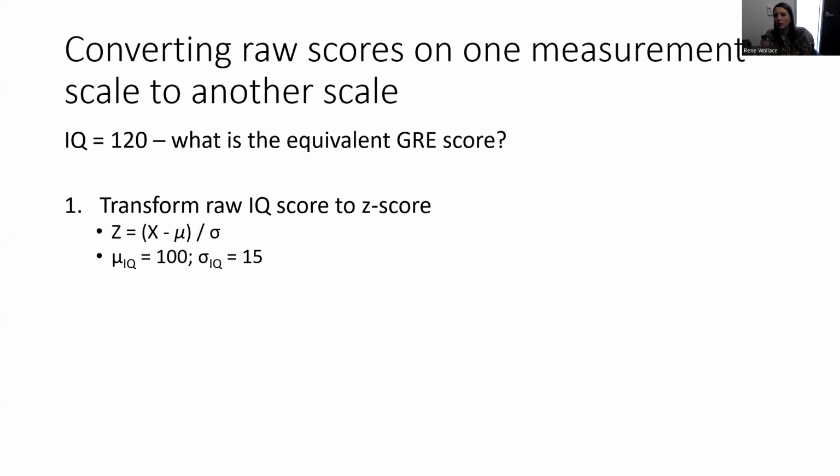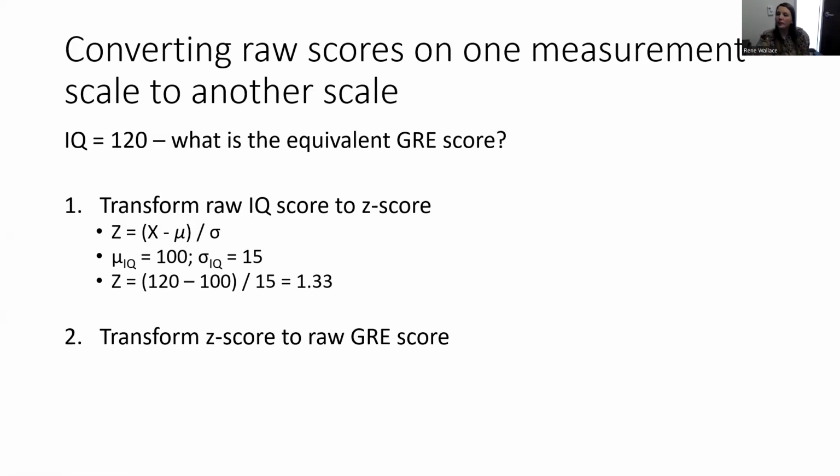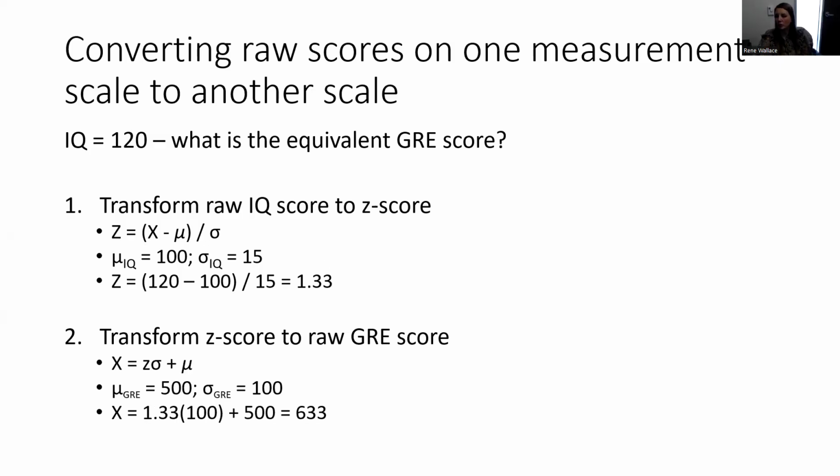So we need to know our mean and our standard deviation. So here's our mean and here's our standard deviation. So we can compute the z-score, 1.33. And now we can transform this z-score to a raw GRE score since we know the mean and the standard deviation. So now we know that their approximate GRE score would be 633. We got that because we knew that their IQ was 120 and we knew the mean and standard deviation.